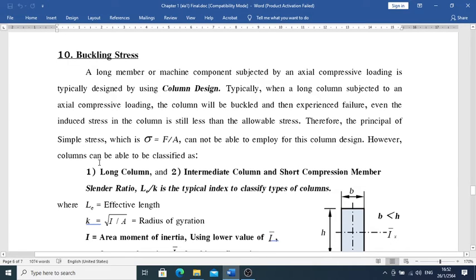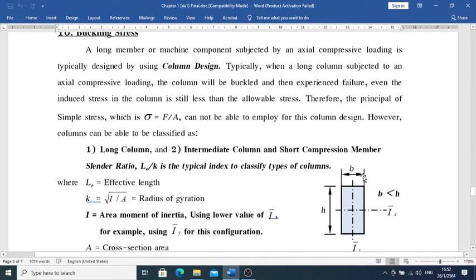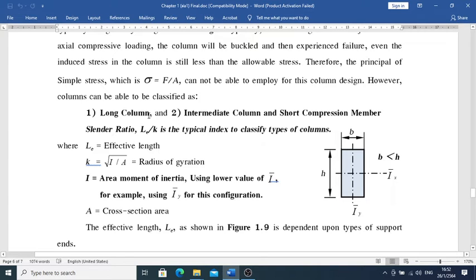So therefore, the column design should be classified as long column, intermediate column, and short compressive member. So the thing to be judged, which one is number one or number two, is the slenderness ratio then. Slenderness ratio is determined from L sub E over K. This is going to be the index there.